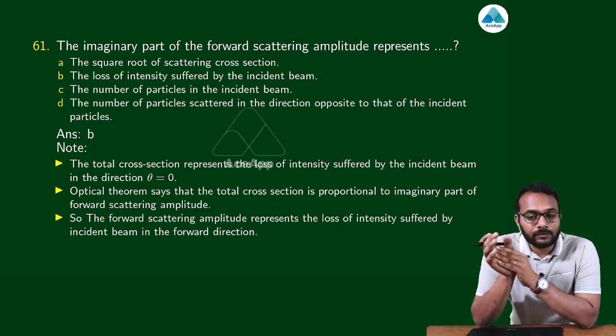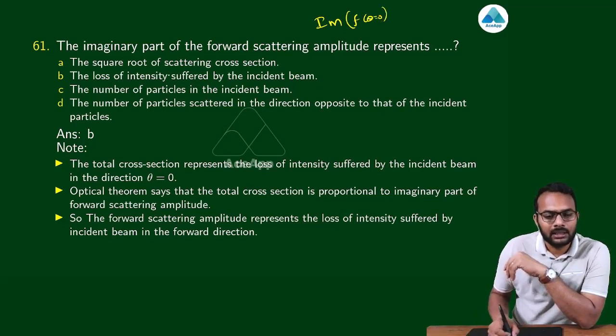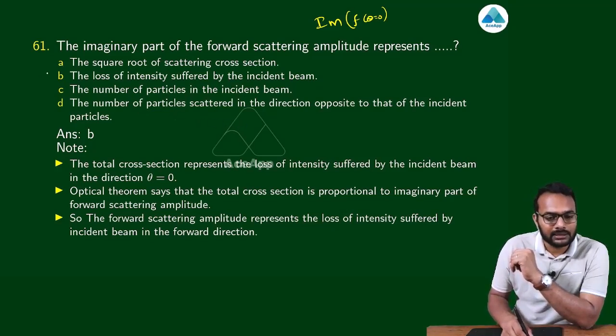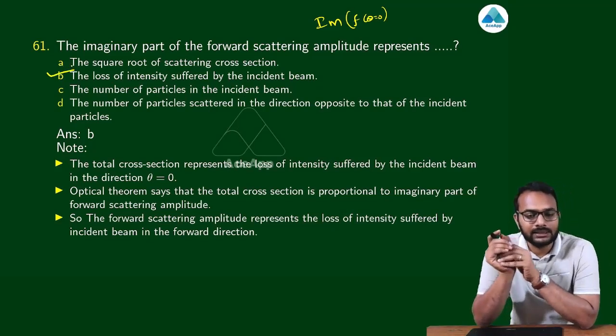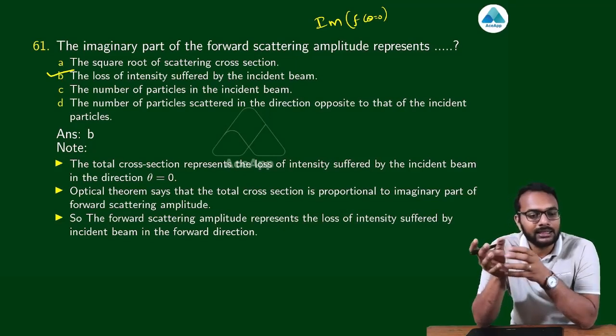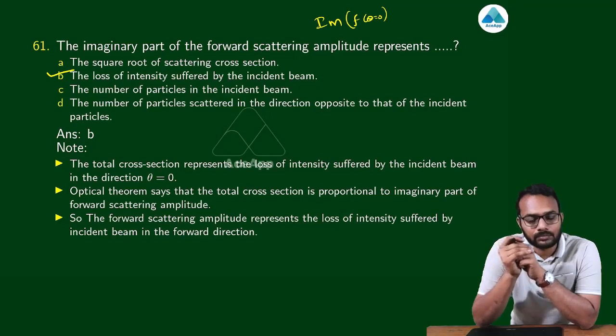The imaginary part of the forward scattering amplitude, that is, the imaginary part of the forward scattering amplitude, it represents. The options are the square root of the scattering cross section, the loss of intensity suffered by the incident beam, the number of particles in the incident beam, the number of particles scattered in the direction opposite to that of the incident. No, the correct answer is option B, the loss of intensity suffered by the incident beam. Okay, the imaginary part of F of 0 represents the loss of intensity suffered by the incident beam.